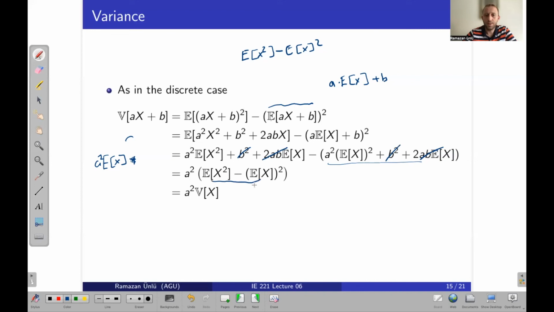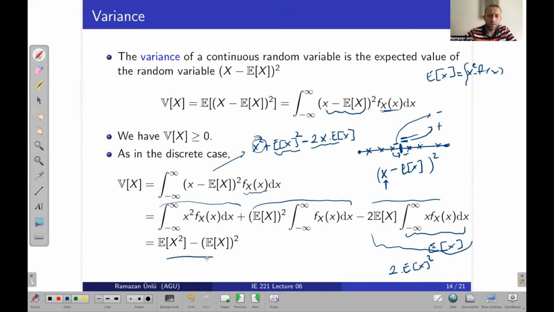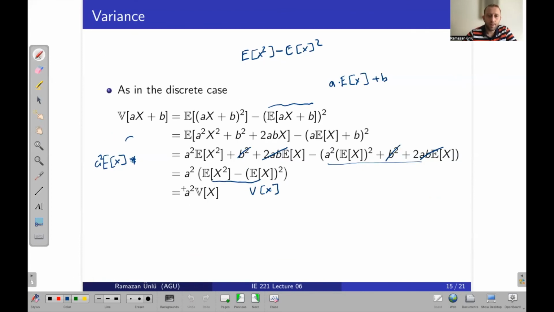So what was this one? This one is the variance of x. Okay, we just did that here. So I can simply write this part as a squared times the variance of x. So again, as in the discrete case, the variance of a times x plus b will be equal to a squared times the variance of x in the continuous case. So simply, if I have something like that, I can look at the coefficient of the random variable, take the square of it, and multiply that square term with the variance of the random variable. That will give me the variance of that function, a times x plus b.